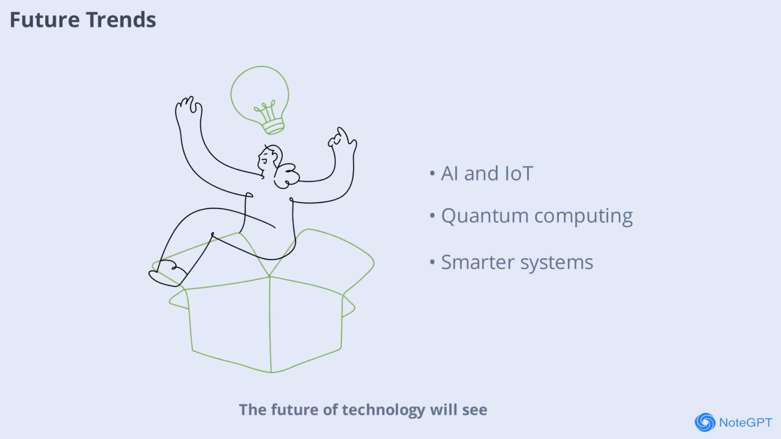The future of technology will see even closer integration between hardware and software. Advances like artificial intelligence, the Internet of Things, and quantum computing will blur the lines further, creating smarter, more adaptive systems. Staying informed about these trends will help you make the most of new technology.